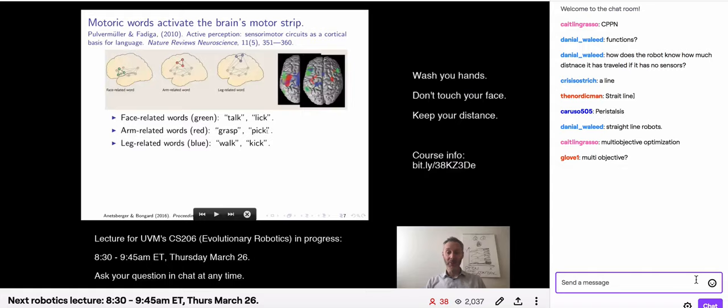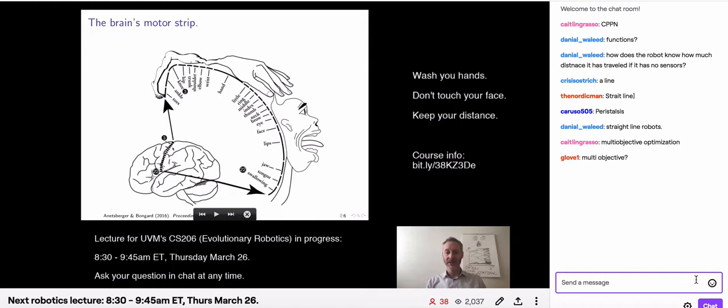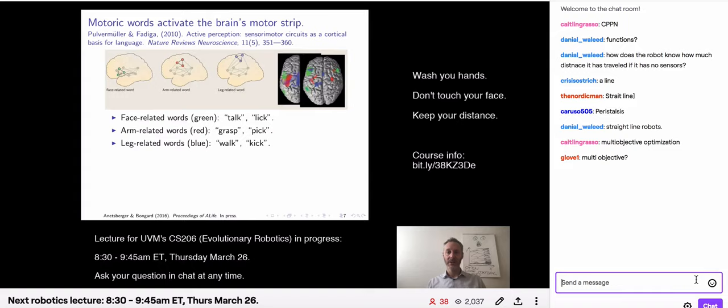So while they're sitting in the imaging device, they're hearing the word pick, or they themselves are saying the word pick. And when they do, the part of the motor strip that has to do with the arm or the hand lights up. So if someone is either picking or hearing the word pick or saying the word pick, that part of the motor strip in the brain lights up. Interestingly, if the subject is lying in the imaging device and they hear words that sound very similar, lick, pick, and kick, you might imagine because those words sound similar that they would light up nearby parts of the brain, and it turns out they don't. They light up different parts of the brain along the motor strip.